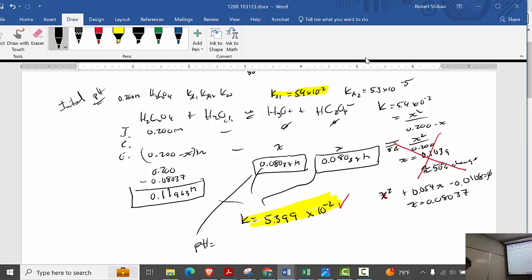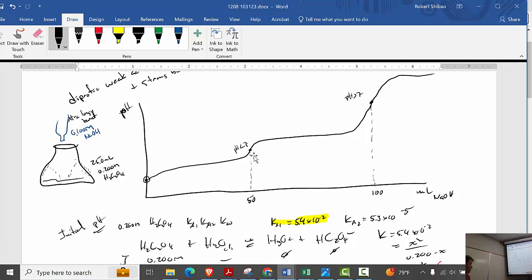0.08037. Take the log. 1.0949. Is that what you guys got? Okay. And so the initial pH here is 1.09 at the start.